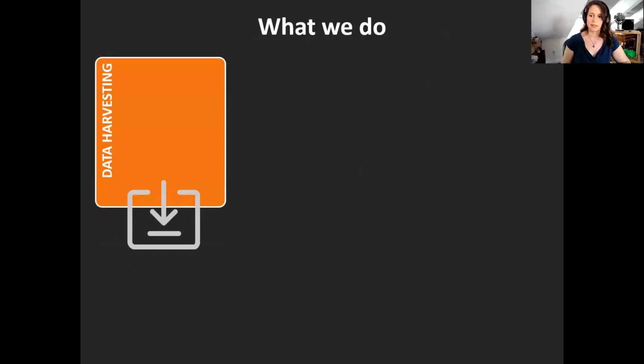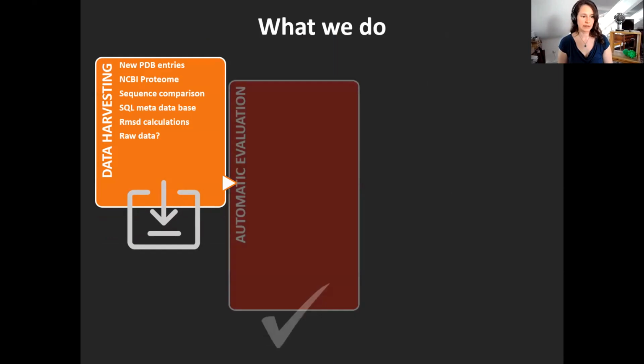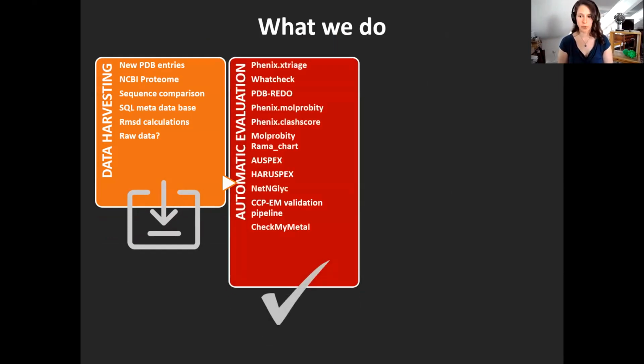So every Wednesday, the new structures come into the PDB. We download them, compare them to the NCBI proteome of the virus, do a sequence comparison, do an RMSD calculation to existing structures, and then suck some data into an SQL metadatabase. We look if raw data are available. Unfortunately, they often aren't.